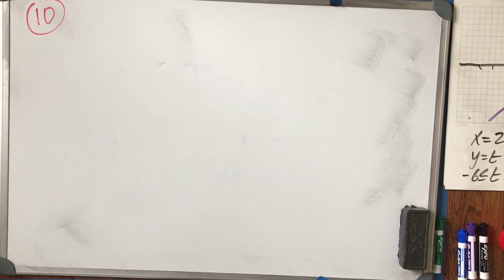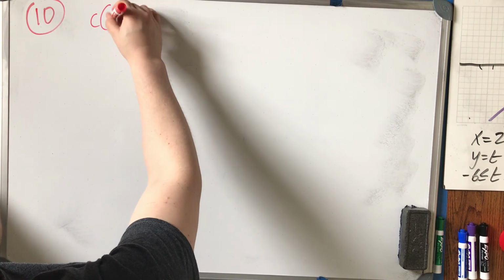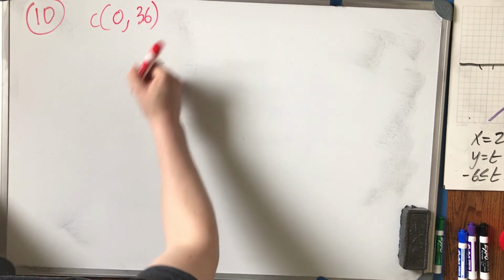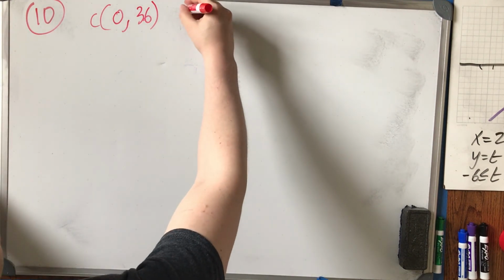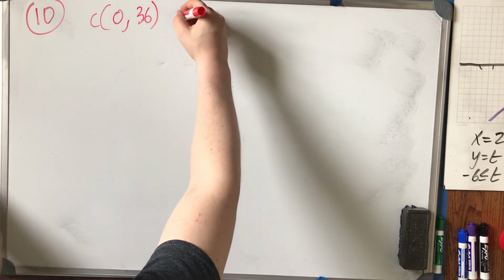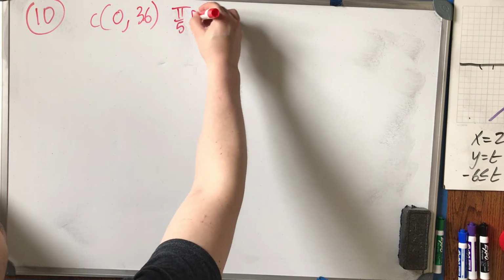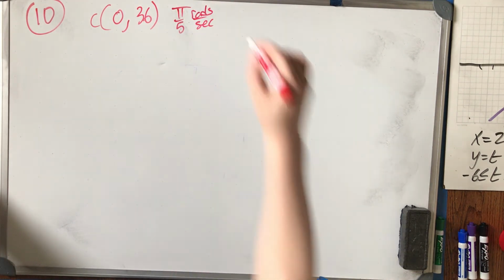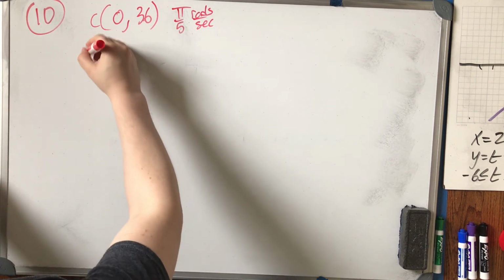Ferris wheel, 30 feet, 1 revolution every 10 seconds. Okay. And it's 6 feet above the ground. So the center point is going to be 0 in the x direction, 36. 30 up for the radius, 6 above the ground. Its speed, 1 revolution every 10 seconds, so it's 2 pi radians every 10 seconds, so it's pi over 5 radians per second. Write parametric equations describing the motion, starts at 3 o'clock, rotating clockwise.